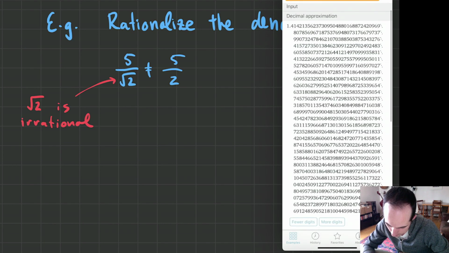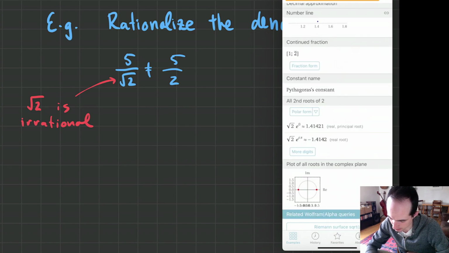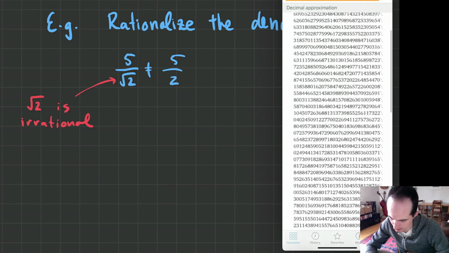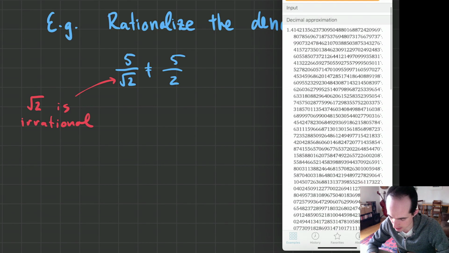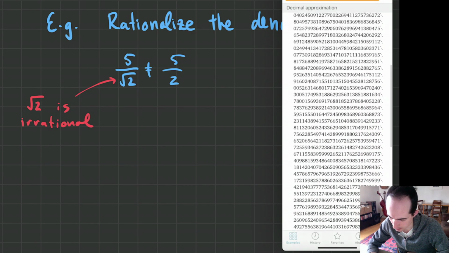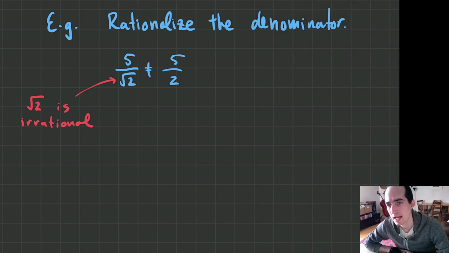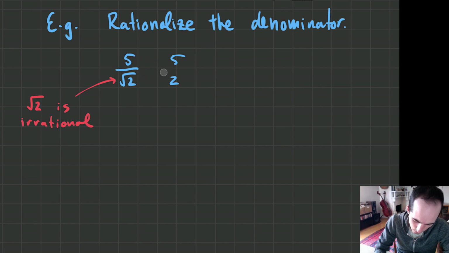So the square root of 2 has many digits and there's no pattern. It's just like pi, how there's no pattern. There's no repetition or anything like that. It just keeps going on and on. So we don't want that in the denominator, and I'll tell you why in a minute. I'm kind of saving that. So here's what we're going to do.